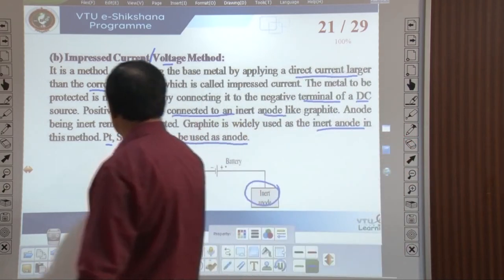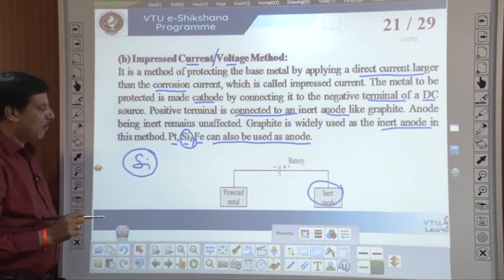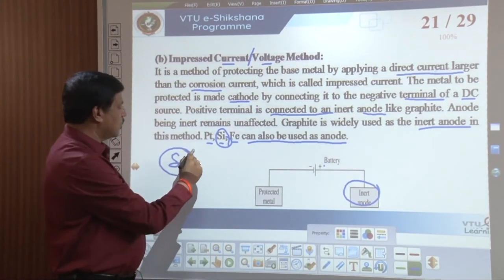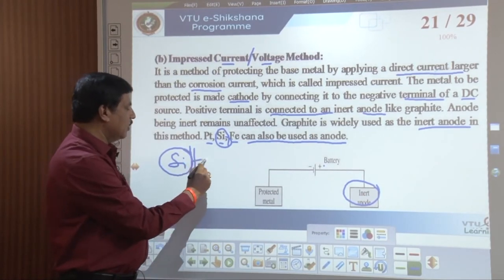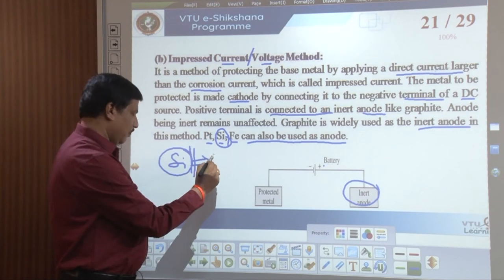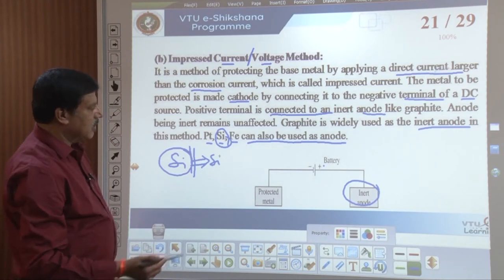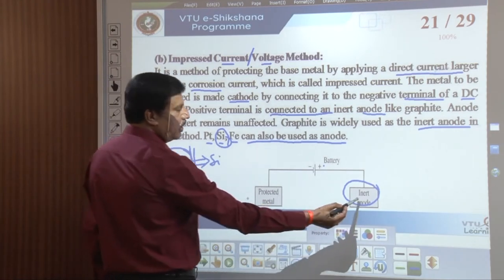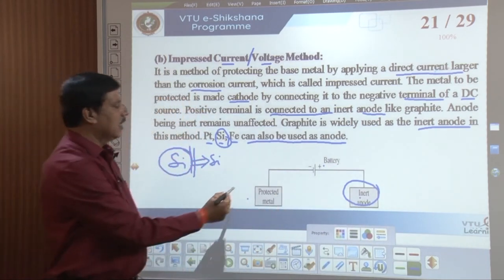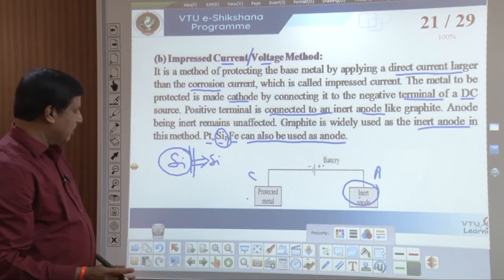This silicon, like in software companies, whatever people are talking about, without silicon nothing is going to happen. Production of silicon by the Union Carbide method is more important. Actually, silicon is a raw material we have to get by different methods, recycled, etc. Then you will get useful silicon to be used in software companies. So, this is the protected metal, this is the inert one. The positive is connected to the inert metal graphite, and the negative is connected to the one you are using as cathode. This acts as an anode, electrons flow from anode to cathode. The things are reversed.